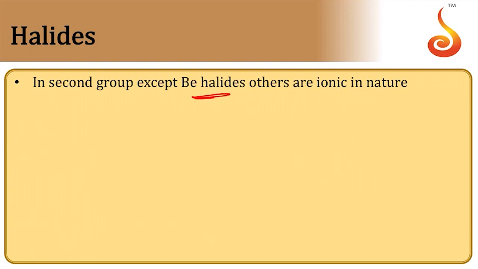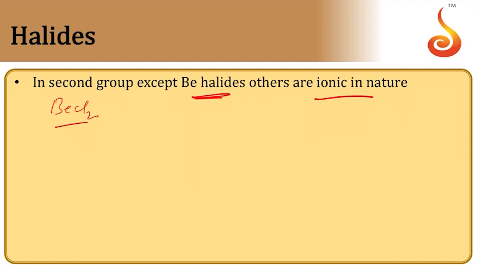And then coming towards the second group. In second group elements, except beryllium halides, all the remaining halides are ionic in nature. In the first group, lithium compounds have covalent character. In the second group, beryllium compounds are completely covalent in nature. Beryllium halides, especially beryllium chloride, BeCl2, have different types of structures.